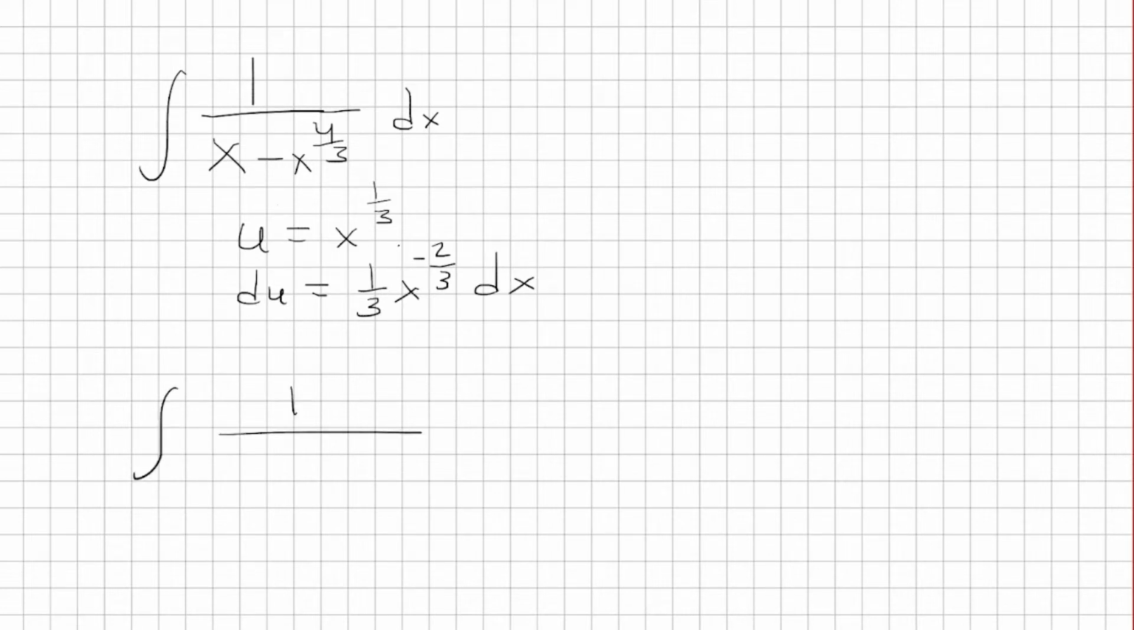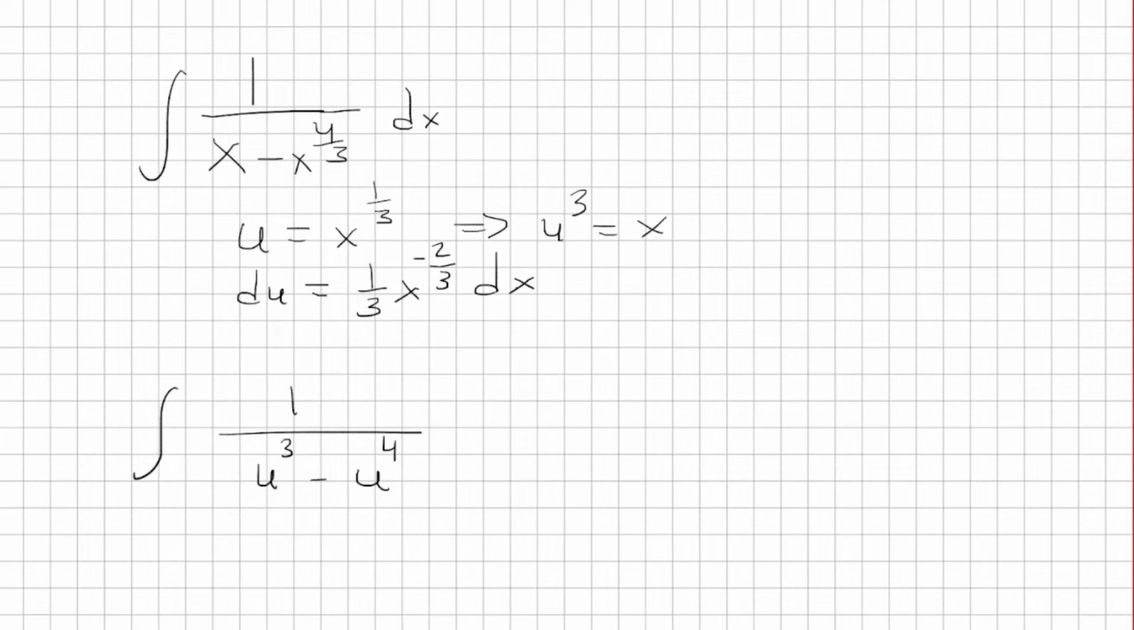So now, the way we get x is by cubing both sides. We get u cubed as x, so this will be u cubed. And then how do you get x to the 4/3? Well, you take x to 1/3 and raise that to the 4th power. So you would get u to the 4th is equal to x to the 4/3.